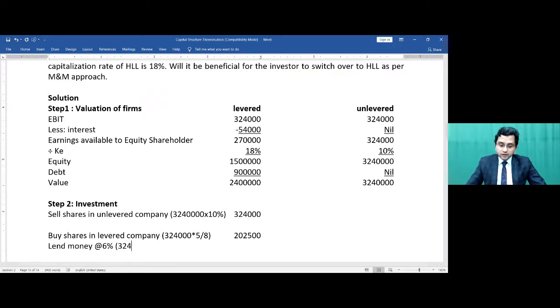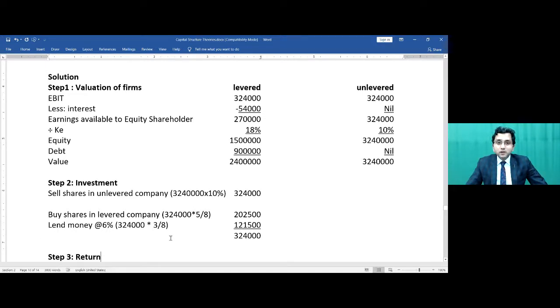And I lend money at the rate of 6%. This is also 3,24,000, but it should be multiplied by 3 by 8. So 3 by 8 portion I will not invest in equity shares. Rather I will lend that money. So that will become 1,21,500. If I make a total, the total is 3,24,000. So why we are lending money? To mitigate the risk, to reduce the risk. We are going to a company which has borrowed money, so we will lend money. So kind of the risk will be cancelled.